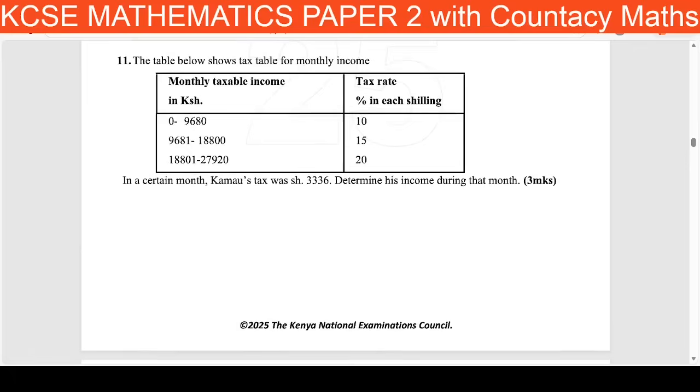But for now, let's get to this very wonderful question. We are told the table below shows the tax table for monthly income, where we have the monthly taxable income in shillings and the tax rate in each shilling, and then we are told in a certain month Kamau's tax was 33.36. Determine his income during that month. How are we really supposed to go about that? You'll notice that in this month, the amount that has been taxed is 96.80.